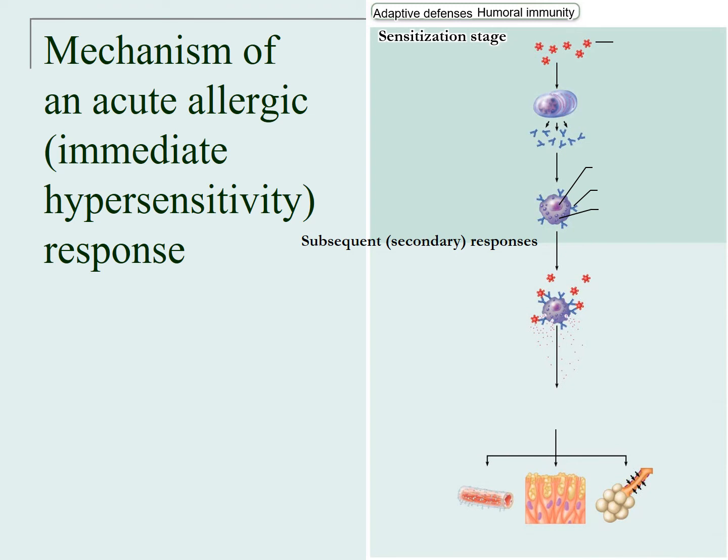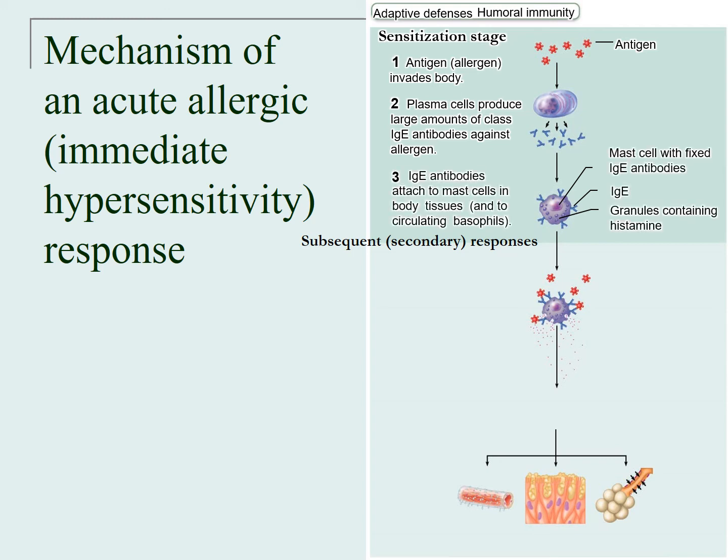The mechanism of an acute allergic response goes as follows. In the first step, the allergen invades the body. In the second step, plasma cells produce mass amounts of class IgE antibodies against this allergen. In the third step, these antibodies attach to mast cells in body tissues and also to circulating basophils. And what happens after this is that this causes sensitization.